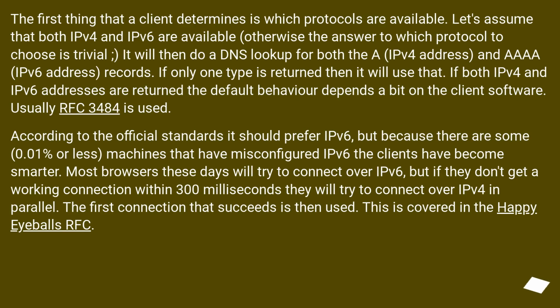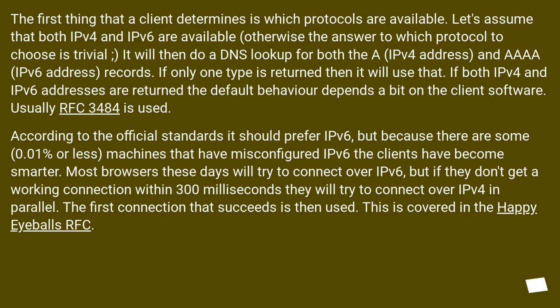The first thing that a client determines is which protocols are available. Let's assume that both IPv4 and IPv6 are available, otherwise the answer to which protocol to choose is trivial. It will then do a DNS lookup for both the IPv4 address and IPv6 address records. If only one type is returned, then it will use that. If both IPv4 and IPv6 addresses are returned, the default behavior depends a bit on the client software.